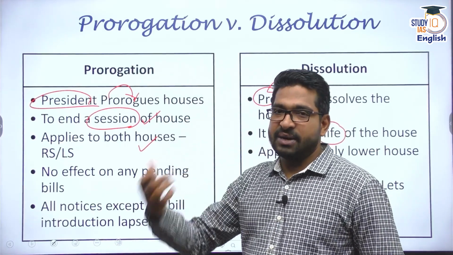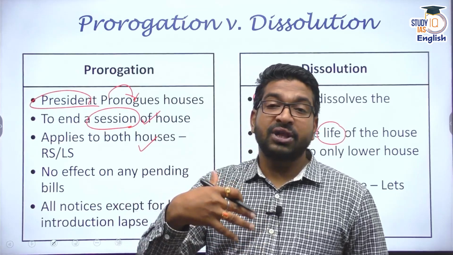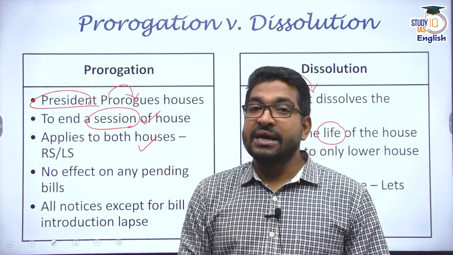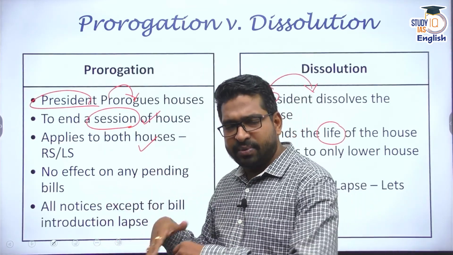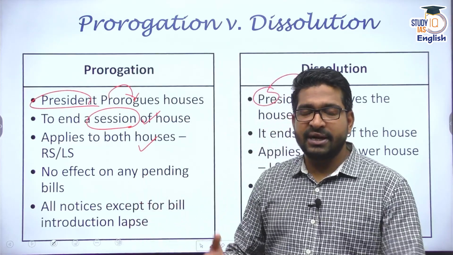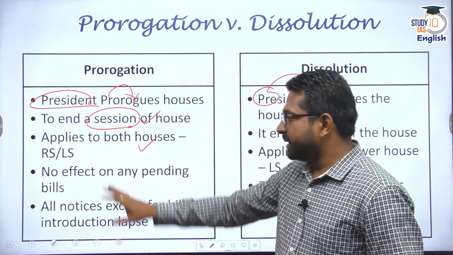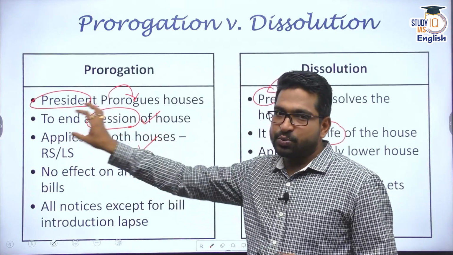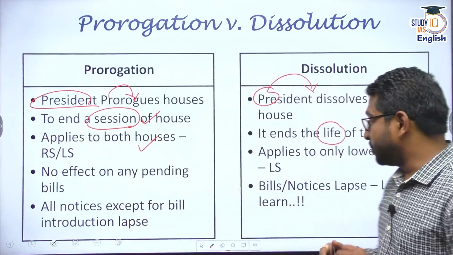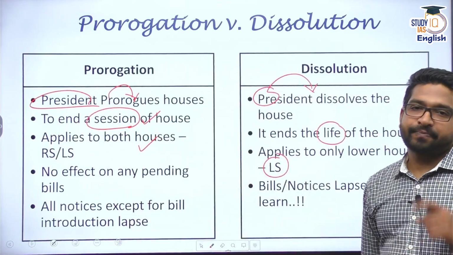In the same order, the president may say, I am proroguing the parliament. That means both the houses of the session. Sometimes, say only Rajya Sabha can be sitting. It depends on the president. It depends on the summoning power, right? You do understand that it applies to both. Prorogation applies to both Rajya Sabha as well as Lok Sabha. But dissolution only applies to Lok Sabha.